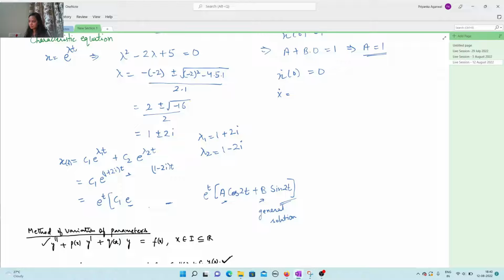which is e to the power t. Now x prime at 0 is equal to 0, which gives us 0 equals, sin 0 will be 0, e to the power 0 is 1, cos 0 will become 1. So it is now 2b plus, from here cos 0 is 1, a. Now we know the value of a, which is 1. So therefore b is minus 1 by 2.